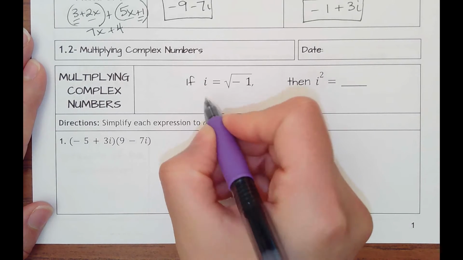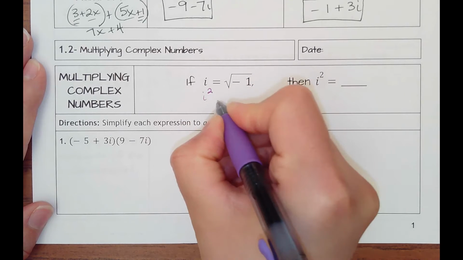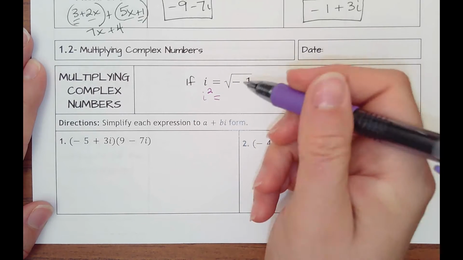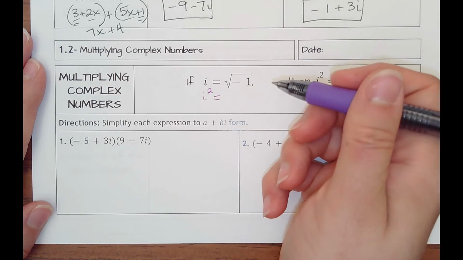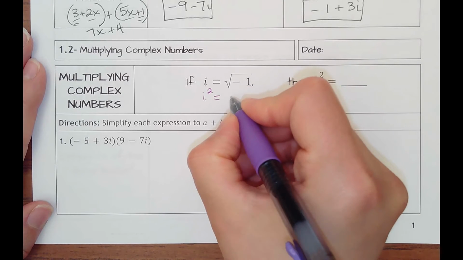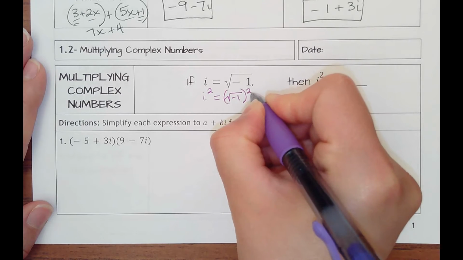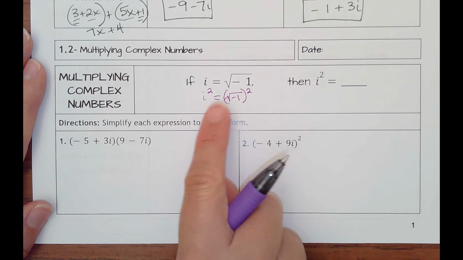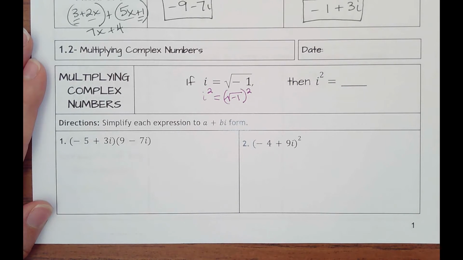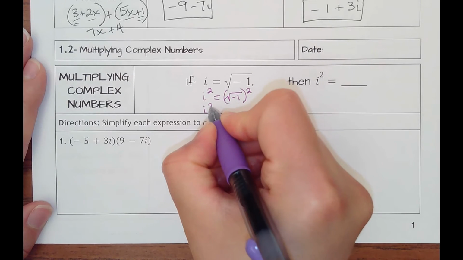If I were to take i and square it, the property says if I do one thing to one side of an equation, I have to balance it by doing the same thing to the other side. So I'm going to have the square root of -1, and I'm going to square it as well. So I've kept the equation the same because I've squared both sides. All right, so then this would become i squared.